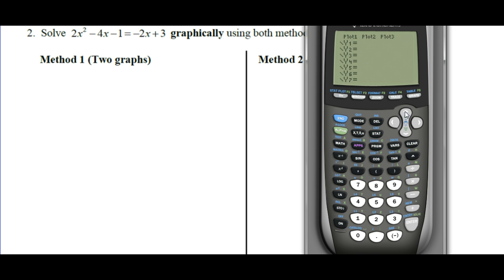So method 1, what do I put in for y1? 2x squared minus 4x minus 1. And what do I put in for y2? Okay, so negative 2x, right? You're using this little negative down here, negative 2x plus 3. And I'm going to go zoom standard, right? Just to go back to a standard window, and if I want to, I'll adjust afterwards.